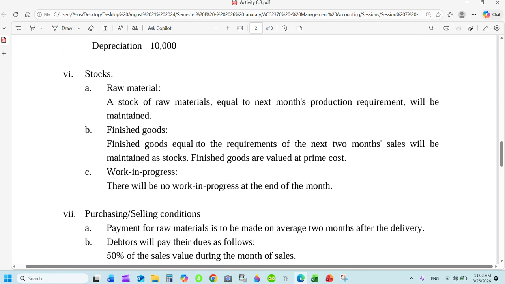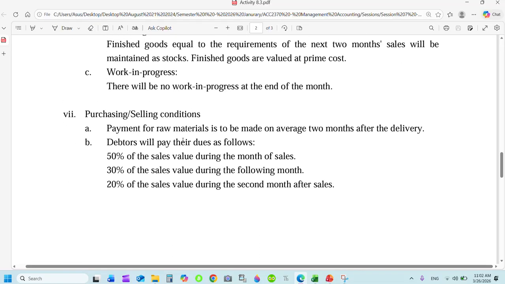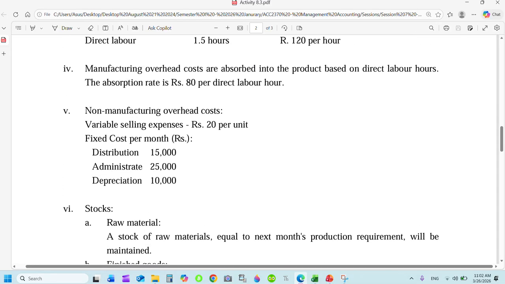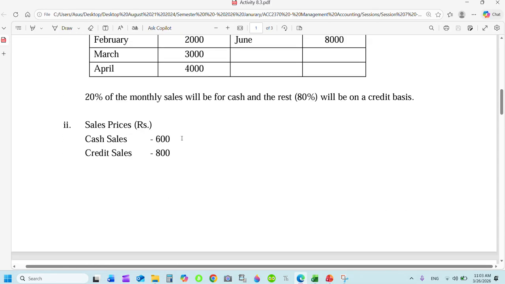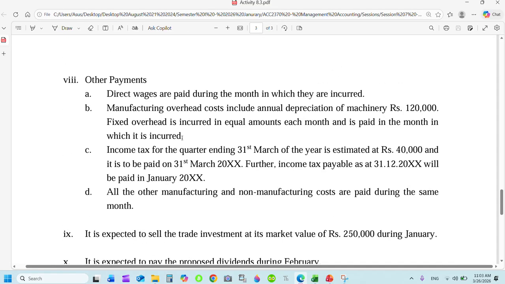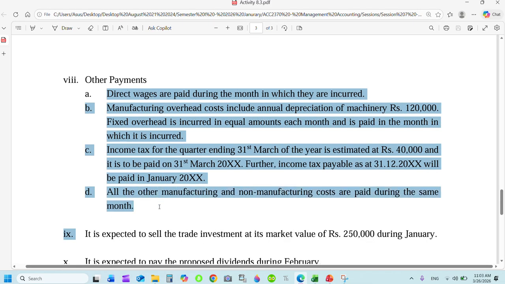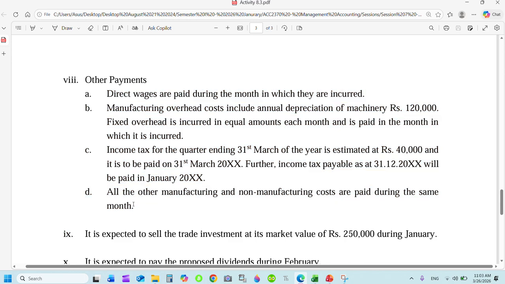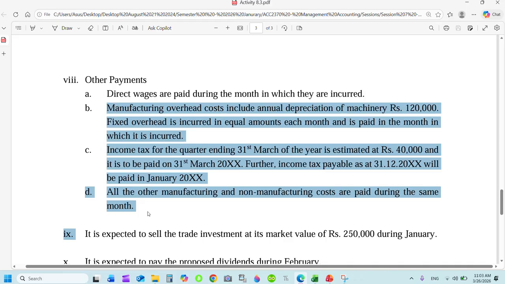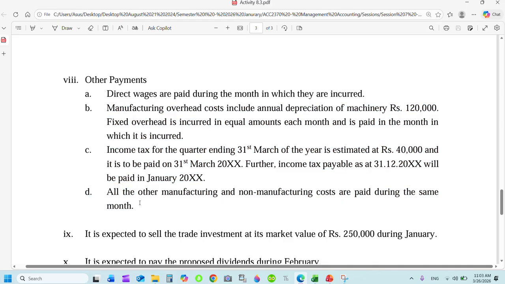Then all the other manufacturing and non-manufacturing overhead costs are paid during the same month. If there are any other manufacturing or non-manufacturing costs, they are paid in the same month. Right? Usually this payment-related information is relevant when you prepare your cash budget, right? So we'll be using this information in the latter part of this activity.